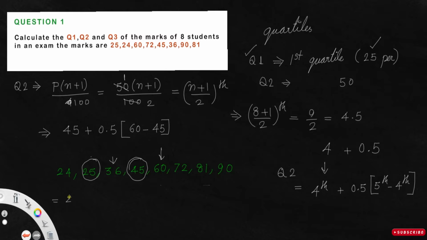So that will be 45 plus 0.5 into 60 minus 45 is 50. Okay, so 45 plus this will be 7.5, which will give 52.5. So the second quartile will be 52.5. Clear? Now similarly we can find the third quartile.